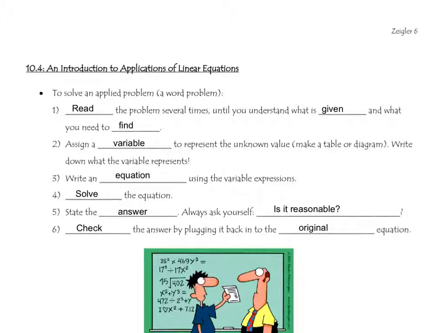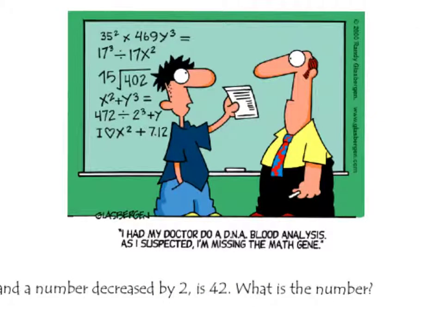And the fourth is solve the equation. Five is state the answer. There are 10 apples. And ask yourself, is that reasonable? And number 6 is check your work by plugging your answer back into your original equation. And at this point, as we are about to launch into word problems, most 308 students identify with this cartoon that you are missing the math gene, but don't believe it.